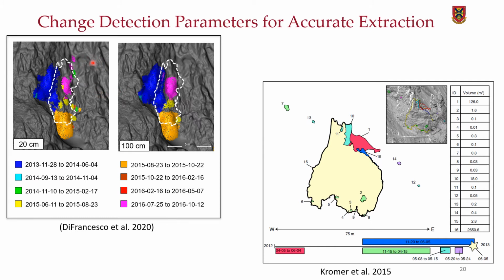However, using our example of spatial averaging, we can see that these small rockfalls outlining the boundary of the eventual failure are not captured with more spatial averaging.